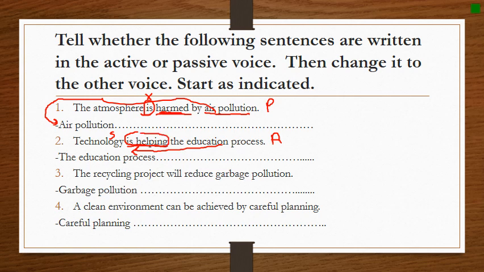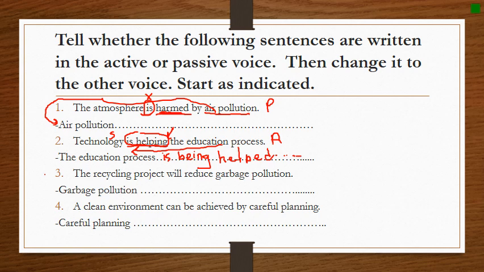The education process is, I have to add being. Okay, when there's an ing there, you have to write being, and the past participle of helped, by technology. The education process is being helped by technology.